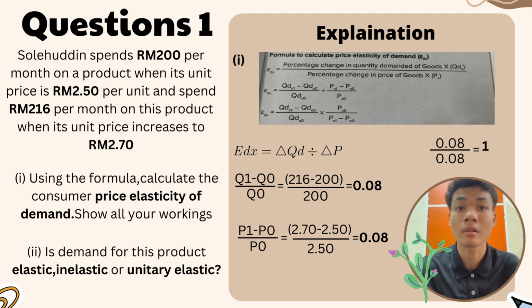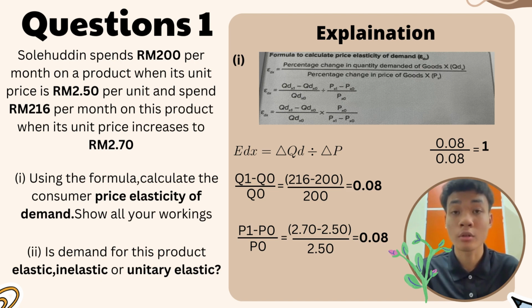According to the statement, Salahuddin spends RM200 per month on a product when its unit price is RM2.50 per unit, and spends RM260 per month on this product when its unit price increases to RM2.70. So now we need to find the percentage change in quantity demanded of goods, which is the new quantity demanded Q1, RM260, minus the old quantity demanded Q0, RM200, and at the same time we divide them by Q0. So the answer is we get 0.08.